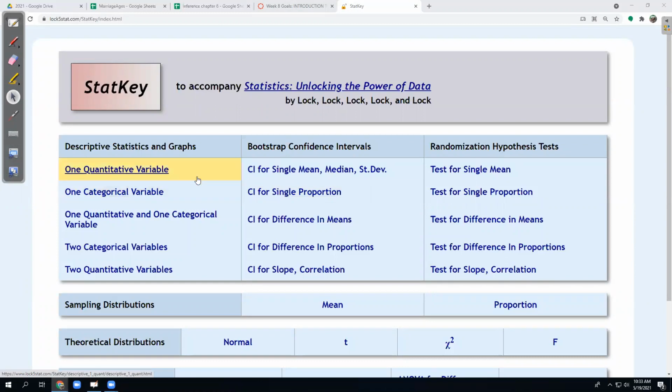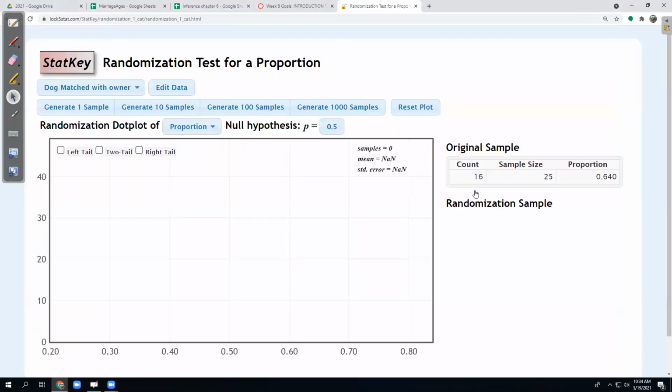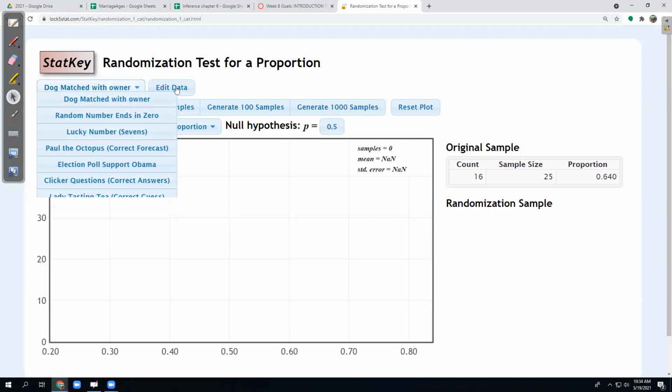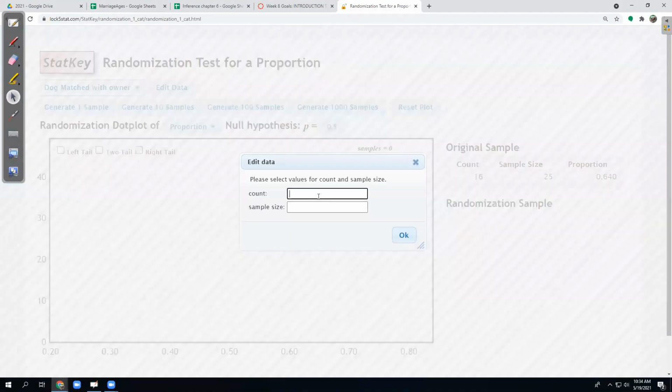All right, so let's see, what are we doing here? We're doing a hypothesis test, so we're in this column, and then we're doing a single proportion. So I just have to think about what I'm doing to figure out where to go. And this data I'm talking about isn't here, so I have to edit to put it in. And all they want is the count and the sample size.